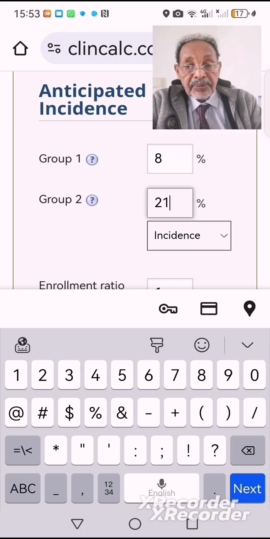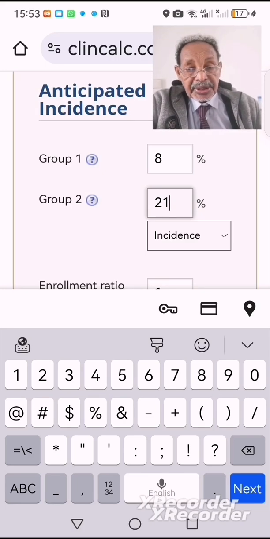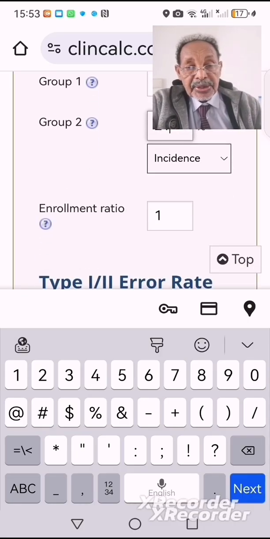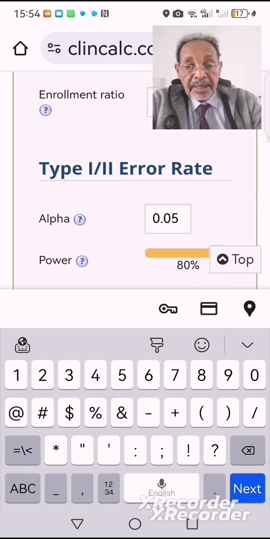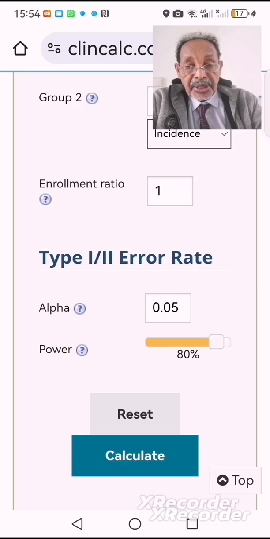And usually we get estimations of incidence or expected incidence from the literature or from an expert person to tell us what is the usual incidence of wound infection in cholecystectomies or in laparotomies or whatever it is. And here we are taking the ratio between groups 1:1 between the 2 groups. And the significance of statistics 0.05 and the power of statistic 80%. Then we calculate the sample size.